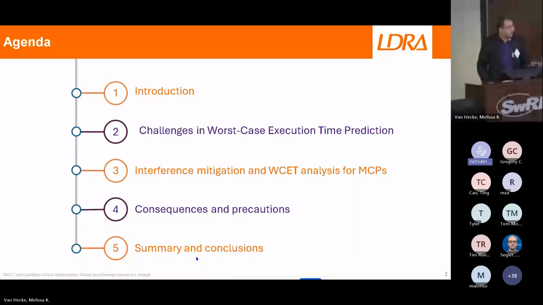Particularly today, we're going to talk about the multi-core and how to go about the verification and validation when you have to go through the certification of a multi-core application. So we're going to talk about the challenges that currently exist, how to mitigate the interferences with the multi-core hardware, and then we're going to talk about some of the lessons learned that we had through the certification, and a summary.